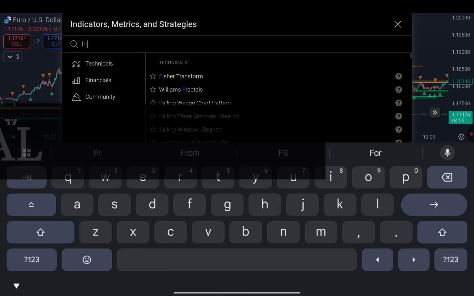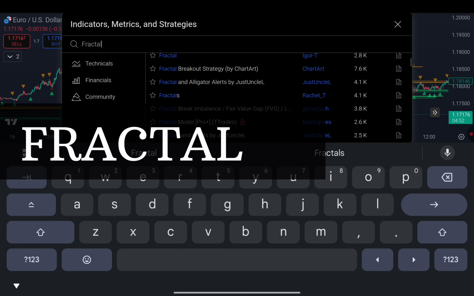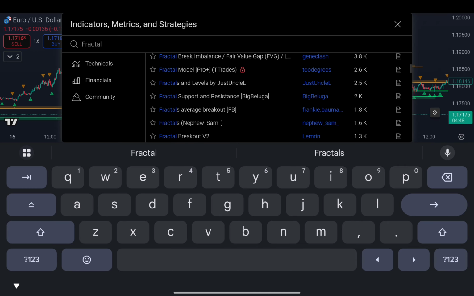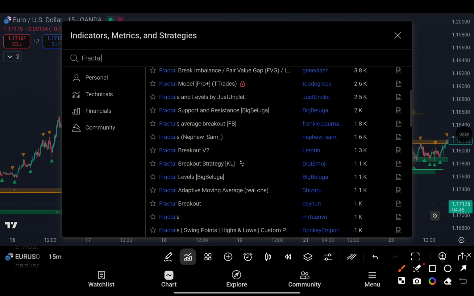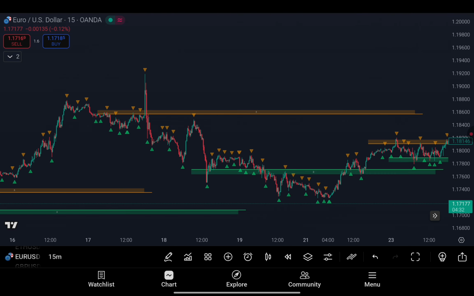And type in the word fractal, just fractal, nothing else, okay? So once you've typed in fractals, I want you to go down and look for the one that is named Fractal by Big Beluga. This particular one over here, you can see the Big Beluga right here. So we're using this indicator, Fractal Support and Resistance by Big Beluga. So once you've gotten this right, ready to go, it's going to appear like this on your screen. Nothing to set, just like that, okay?